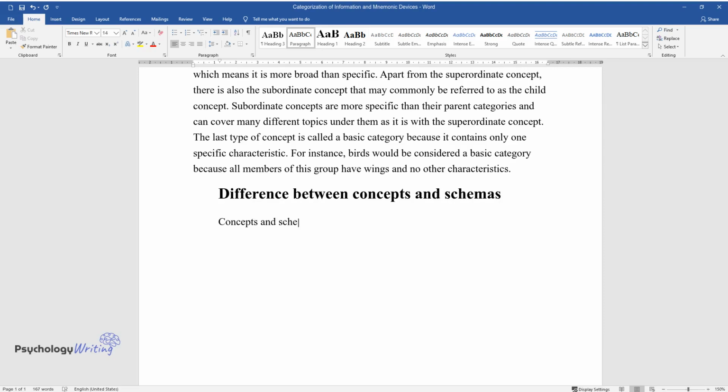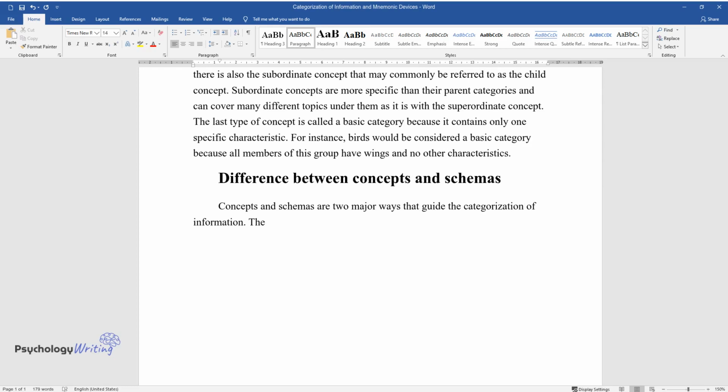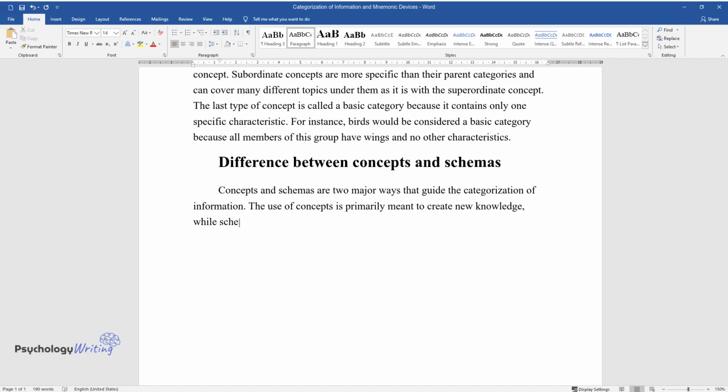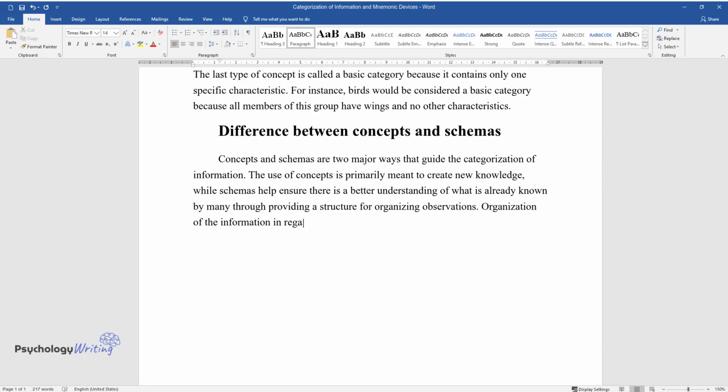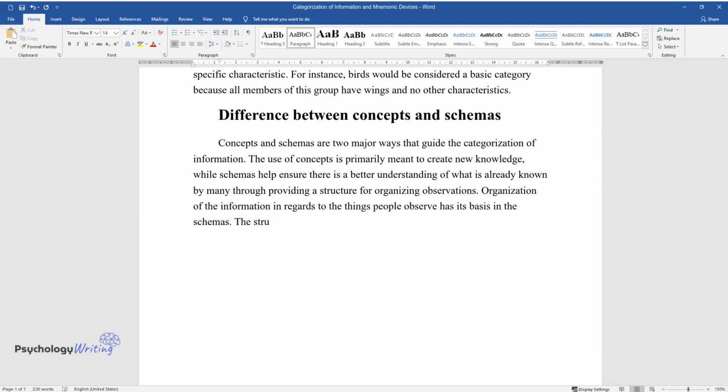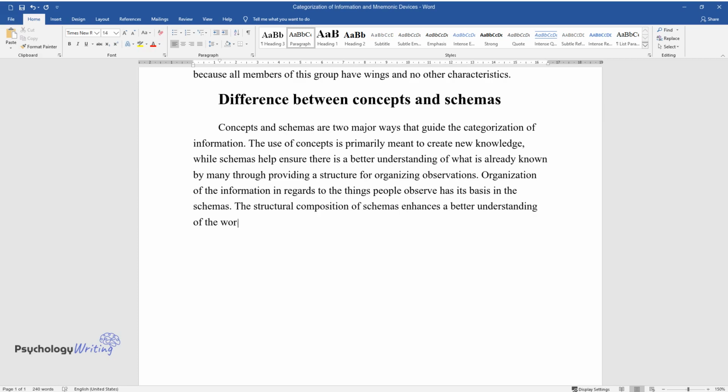Difference between concepts and schemas. Concepts and schemas are two major ways that guide the categorization of information. The use of concepts is primarily meant to create new knowledge, while schemas help ensure there is a better understanding of what is already known by many through providing a structure for organizing observations. Organization of the information in regards to the things people observe has its basis in the schemas. The structural composition of schemas enhances a better understanding of the world.